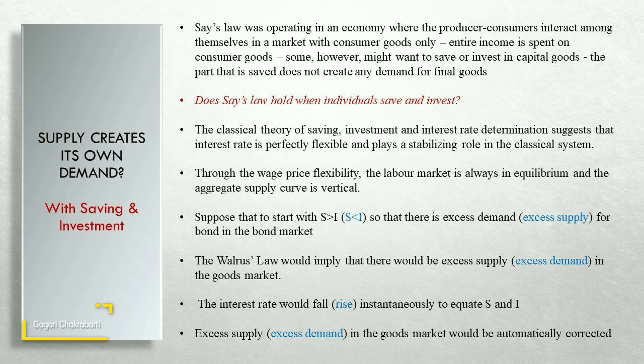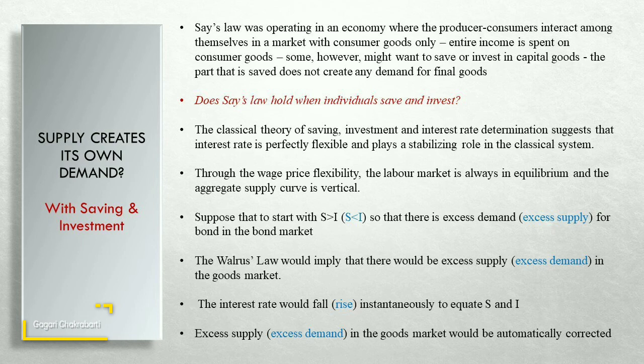market. The interest rate is perfectly flexible in either direction, so that when saving is greater than investment, the interest rate would instantaneously fall to equate saving and investment. Therefore, the bond market once again comes back to equilibrium. Therefore, the excess supply in the goods market will be automatically corrected.